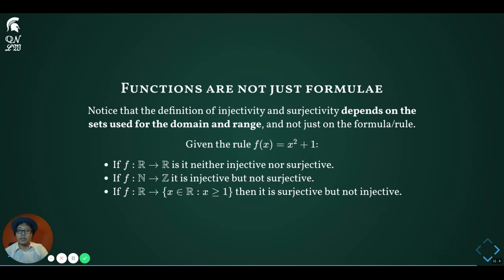To illustrate this again, let's start with the formula f of x equals x squared plus 1. If we think of this formula as that of a function from R to R, this is neither injective nor surjective. If we think of this formula as that of a function from N to Z, it is injective but not surjective. If we think of it as a function from R to the set of real numbers greater than or equal to 1, then it is surjective but not injective. I encourage you to pause the video for a few seconds and verify that these three statements are in fact true.